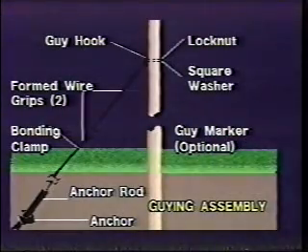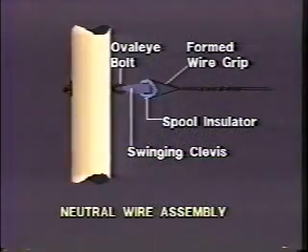The guy assembly, in direct line with the conductor, utilizes the same components as on the corner dead end. A neutral wire assembly is used, similar to that used on the corner dead end, including a swinging clevis and spool insulator.